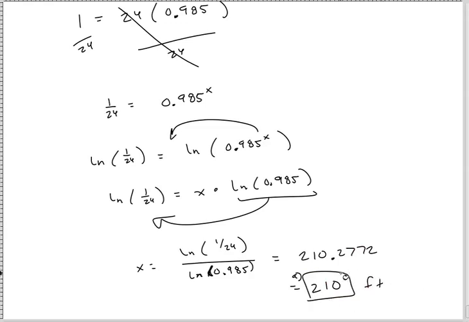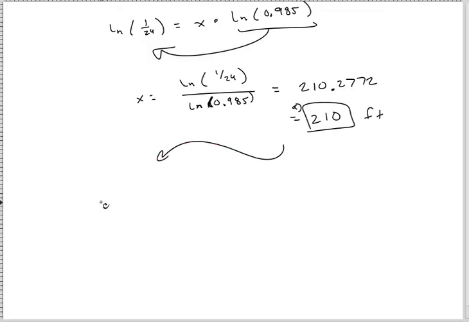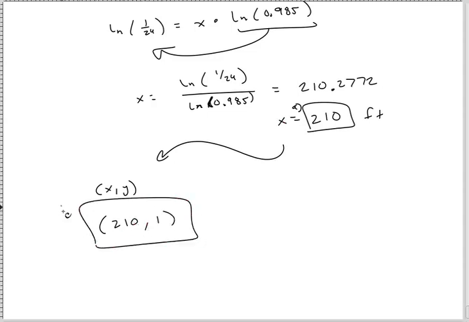That's cool. But part B is strange. It says, now represent this on the graph. They want an x, y coordinate point. And so what you're actually going to do, because that was x, right? So x was the 210 and y was the 1. This is what they want for part B. You've got to put it in that format.